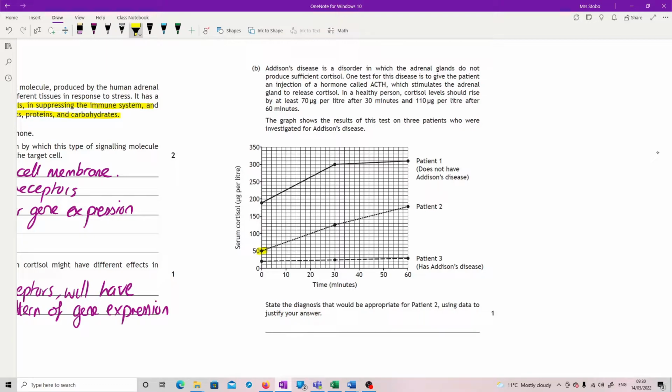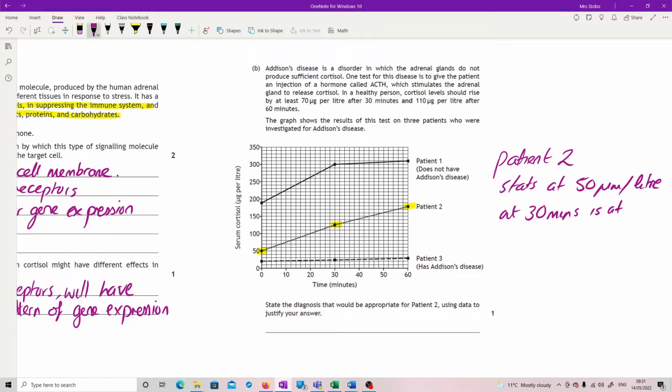Okay, so patient 1 started at 50, and at 30 minutes, now these are going up in tens, but that's on the half box, and you're expected to be able to do that. So that's 125, and then at 60 minutes, we've got them up at 175. Okay, so there's my data points. Okay, so patient 2 starts at 50 micrograms per litre. At 30 minutes is at 125. I'm running out of space in micrograms per litre. Which is 75 increase.